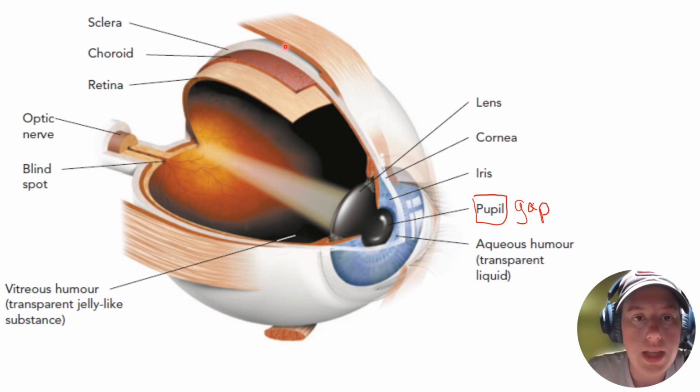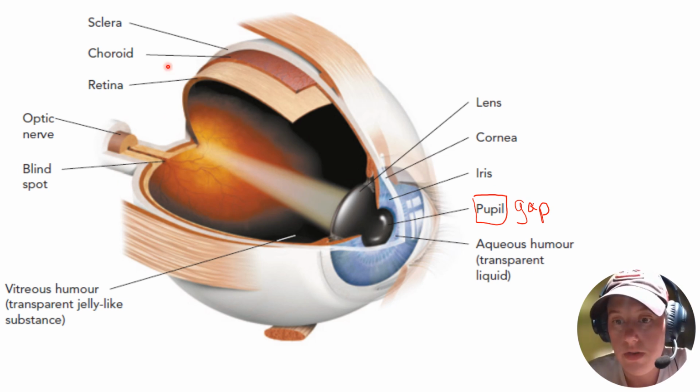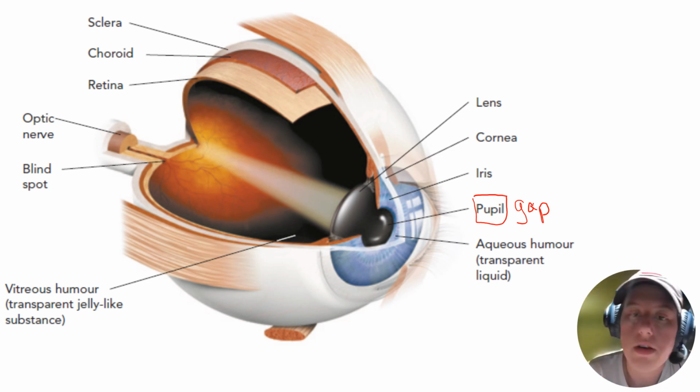We have our sclera, which is the white of the eye, so it gives it a very hard, tough structure and protects the eye. And then in between, we have the choroid, where we would have lots of blood vessels, because again, just like any body part of your body, you need a steady supply of oxygen, nutrients, and be able to remove waste products.